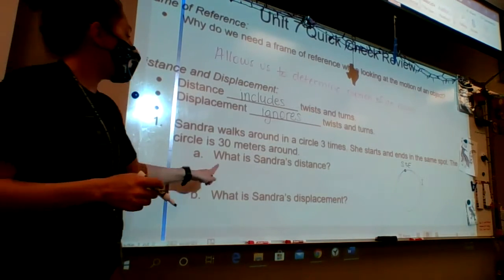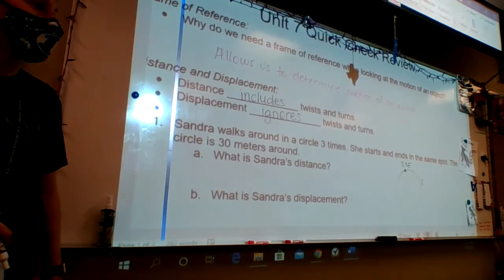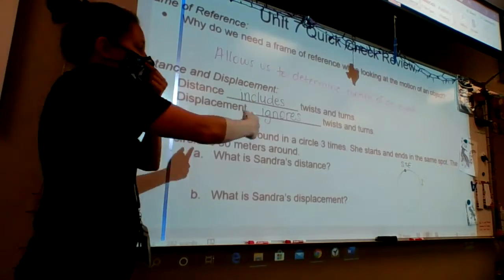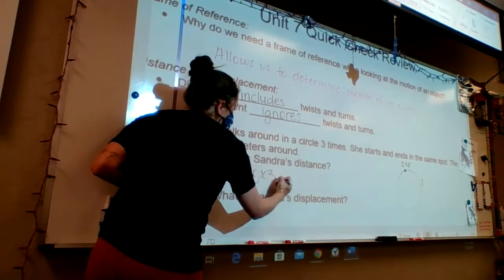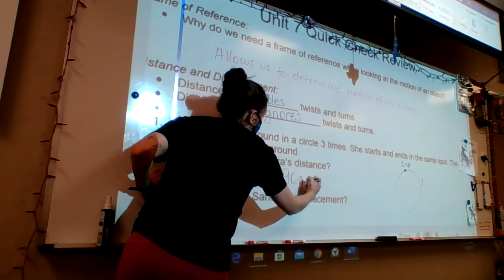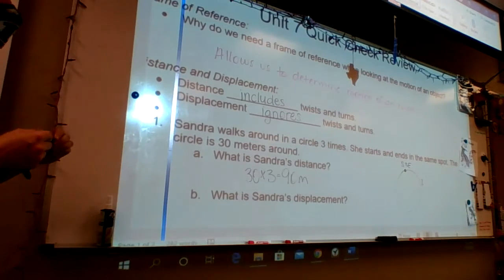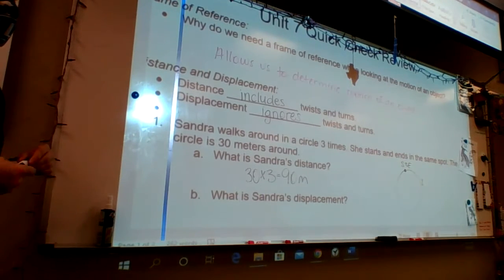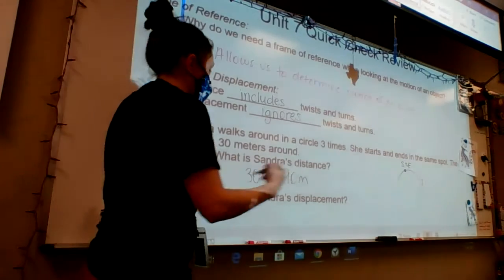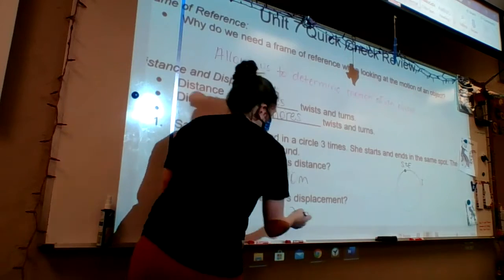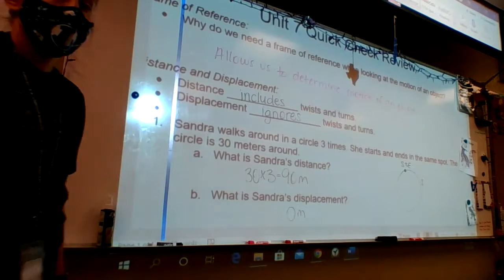All right, what is her distance? How would I figure out her total distance if she walked around that circle? 30 times 3. Yes, the circle itself is 30. She did that 3 times. So 30 times 3 is? 90 meters is her distance. What would her displacement be? It would be 0, yeah. It'd be 0 because why? The end and the start are the same. Yes, so her displacement is 0 meters because she started and ended in the same spot, okay?